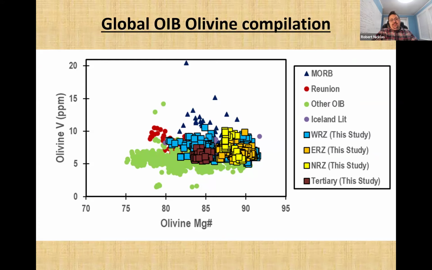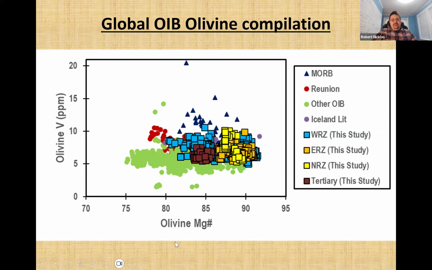So this is what we get. This is several thousand data points. This is all me. It's the MORB data. You'll notice we need more MORB data. This is various places in Iceland: the Western Rift Zone, the Eastern Rift Zone, Northern Rift Zone, tertiary lavas from Iceland. Each spot is a single olivine analysis. We see Reunion and we see the other OIBs. We see literature data from Iceland. Iceland's the only OIB in which we had some literature data.